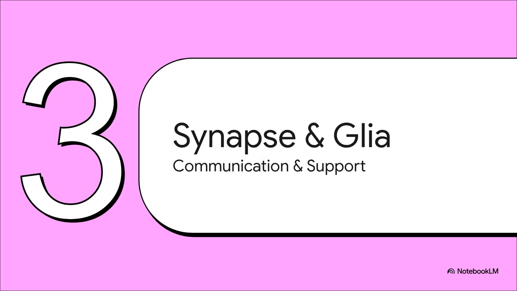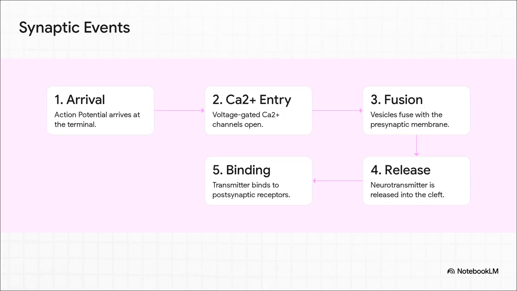Okay, so now we understand the signal within a single neuron. But let's get to the really interesting part, how it gets passed on to the next cell at the synapse. The whole process is a very precise 5-step sequence.